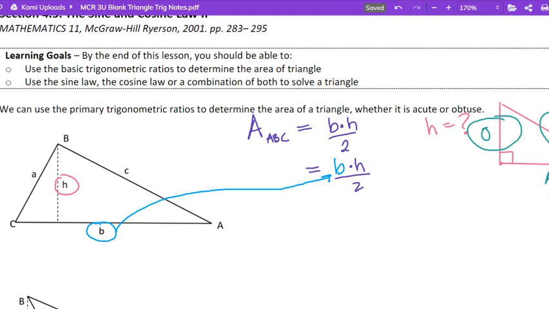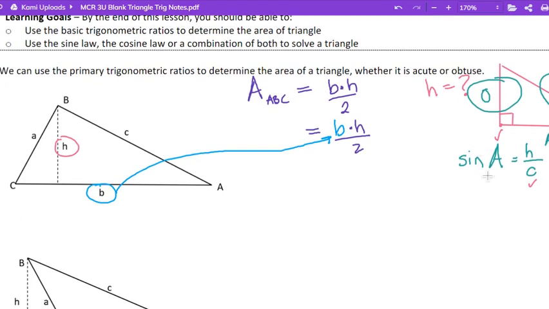I've circled O and H. That means I'm using sine. So I'm going to have that sine of A is going to equal opposite over hypotenuse. In this case, my opposite is the height, and the hypotenuse is side C. Now, I can give you the angle A, and I can give you side C. But we are actually looking for an equation to express the H. So let's multiply both sides by C, and we get that H equals C times sine A.